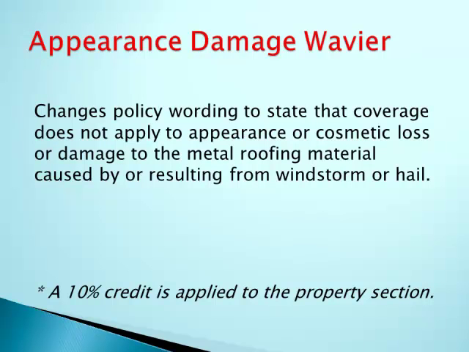It's a new coverage they're coming out with. A lot of the commercial companies are coming out with this also. It's an appearance damage waiver. What it does is it changes the policy wording to state that coverage does not apply to appearance or cosmetic loss or damage to metal roofing caused by or resulting from windstorm or hail. A lot of companies are coming out with that and requiring that you have it. What we do is we offer a 10% credit if you add that to your policy. Instead of requiring it, we'll actually give you a credit for having it on there.